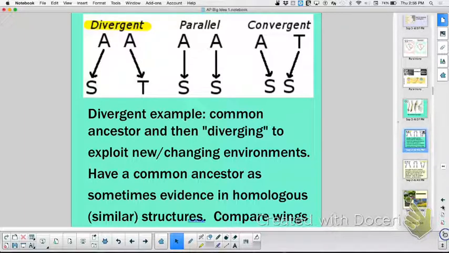And when we look at convergent over here, we don't have a common ancestor, but we ended up the same way. We both have fins. We both have wings. They're analogous. This type is not pointing to a common ancestor. Yes? With convergent evolution, could you... But you could also have it for this too.